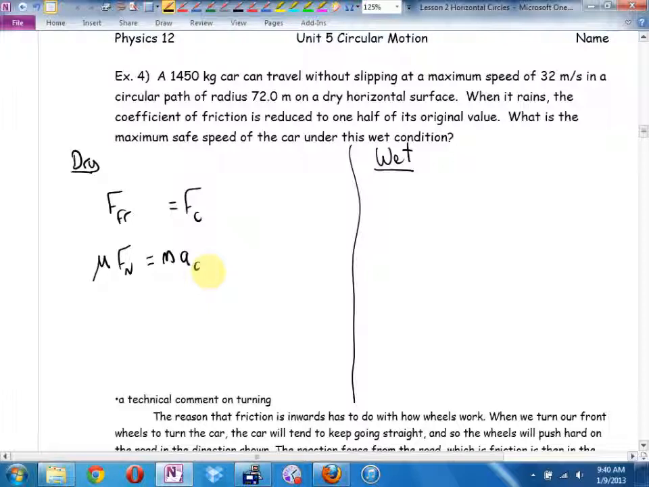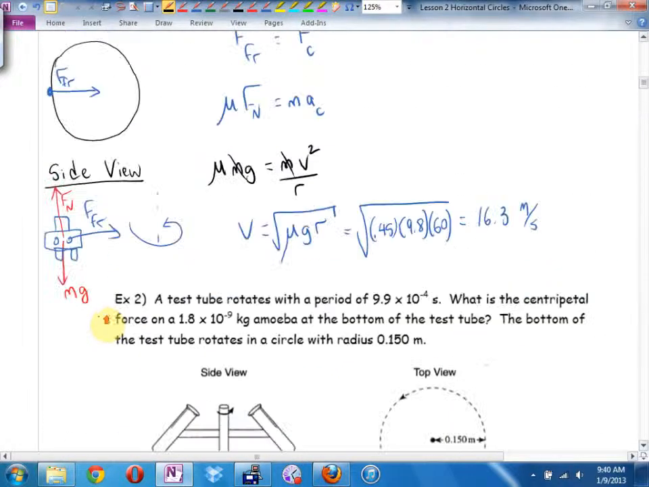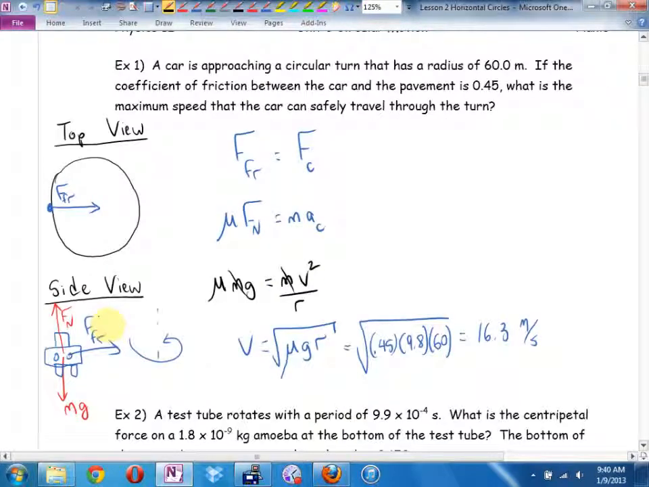By the way, which version of a_c, circular acceleration, do you think they want us to use? v squared over r or 4 pi squared r over T squared? How'd you figure that out? They gave me a speed. Okay, so this is going to be m v squared over r. Mu times, I don't know the normal force. Oh, but if I draw the free body diagram, I'm using the same one from back here, look. I know another force the same size as the normal force. What?